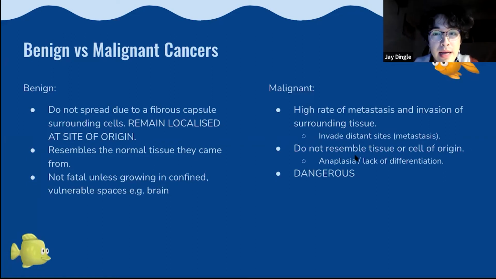In comparison, malignant cancers have a high rate of metastasis and invasion of surrounding tissue. Metastasis refers to the spread of a tumor to a site discontinuous with the primary tumor. This can be local or distant, and is a key indicator of a malignant cancer. So yes, they can invade distant sites. Often they won't resemble the tissue or cell of origin, and we call this anaplasia. This is just a lack of differentiation. They don't look like the tissue that they came from, and can often be associated with quite fatal outcomes. So malignant cancers are dangerous.